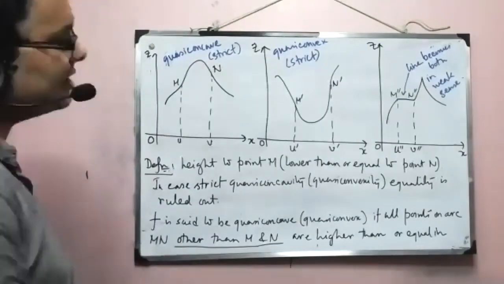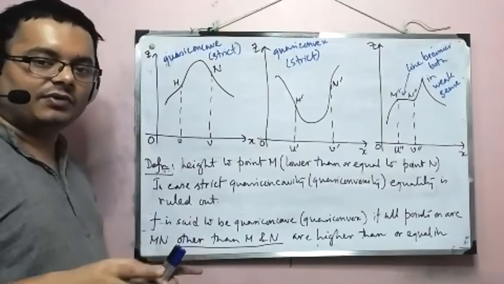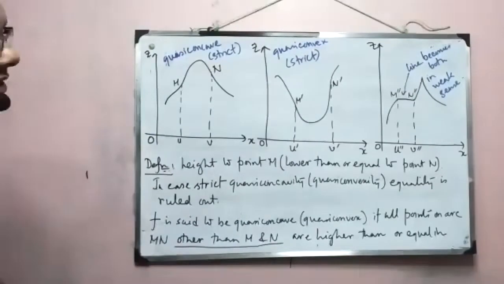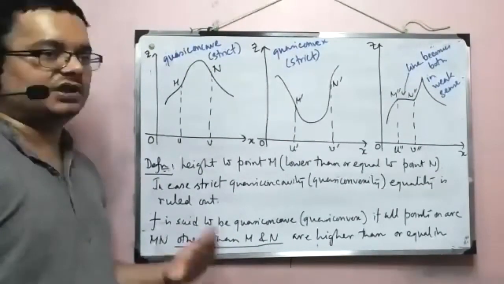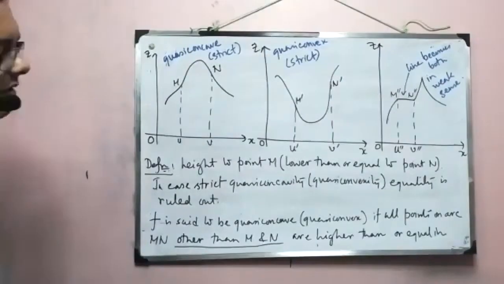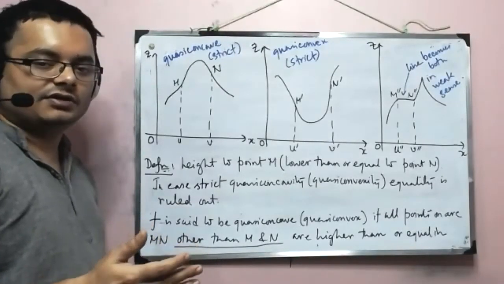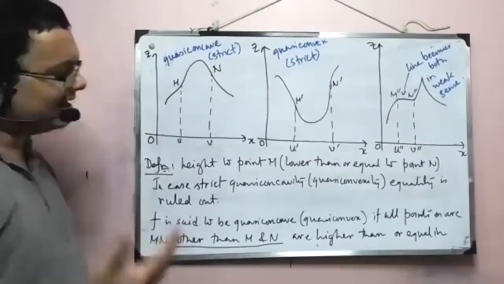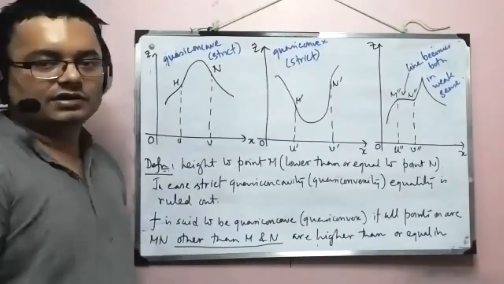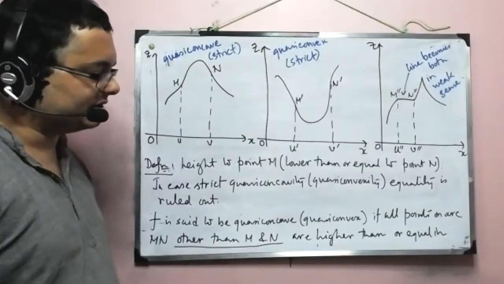So the requirement is, I'll separate out an arc and I'll see whether other than the boundary points, all the points inside are higher than or lower than or equal to those boundary points. If higher, then strictly quasi-concave. If lower, then strictly quasi-convex. And if equal to M, then it is weak quasi-concave. If equal to N, then it is strictly quasi-convex. And if equal to both, then basically we are looking at a straight line which satisfies both the conditions.